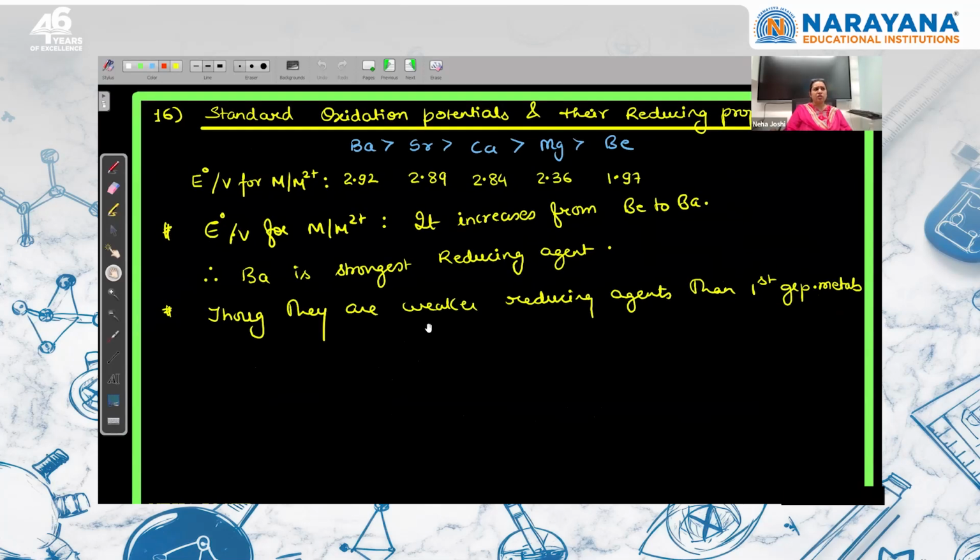Standard oxidation potentials and their reducing property. These are the values that we have. For M to M2+, E standard increases from beryllium to barium. Barium is the strongest reducing agent, whereas in the first group it was lithium. They are weaker reducing agents than group 1 metals; in comparison, they are quite weak.